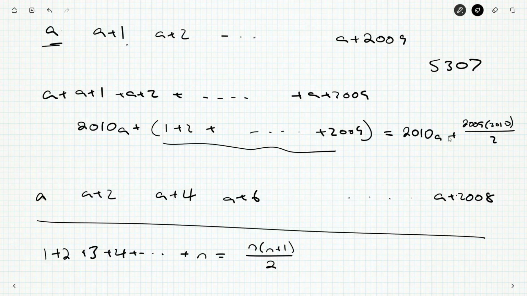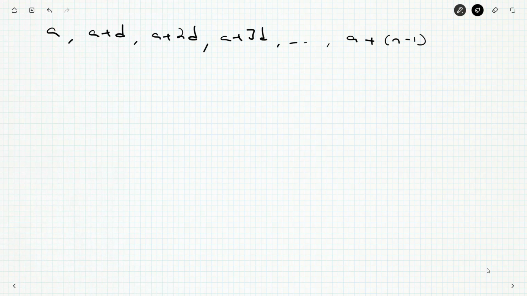Just a little side note. I mentioned arithmetic sequences before, and this seems as good a time as any to point this out. Arithmetic sequences all have the same difference, which we call a common difference d. We start with some term a, then the next is a plus d, then we add d onto that, and we just keep going. If you want n terms in your arithmetic sequence, you'll go up to a plus n minus 1 times d. That's why we went up to 2009 if we had 2010 terms.